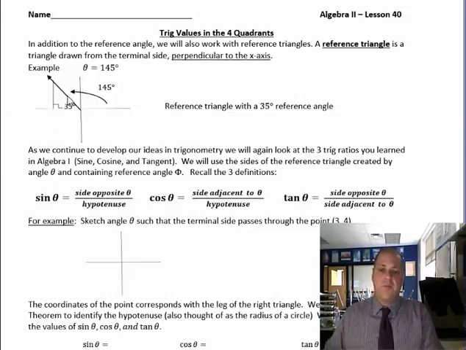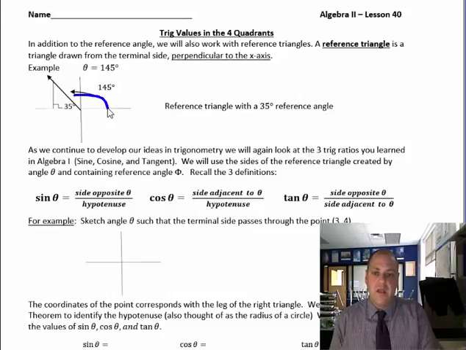For example, here, the reference angle is 35 because we have a 145 degree angle. So if you draw the 145 degree angle, it would stop right about there. Then you want to figure out how much farther you'd have to go to get to the x-axis, or to get to 180. So you just take 180 minus 145 and you get 35. So that's why 35 is the reference angle.